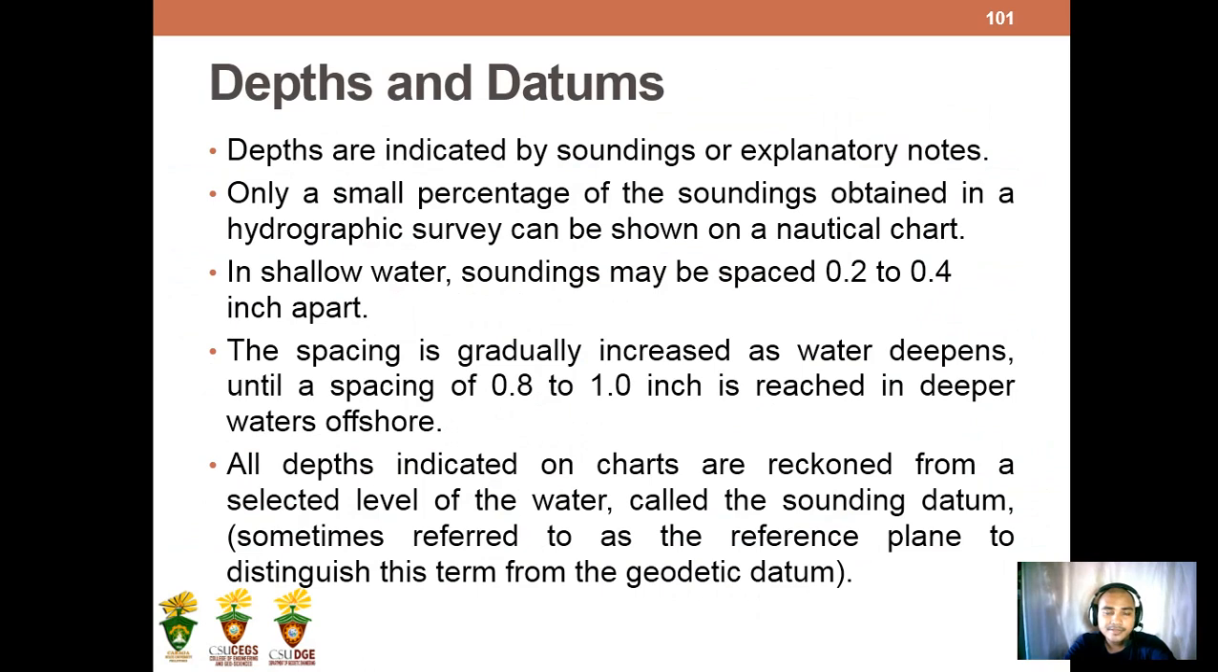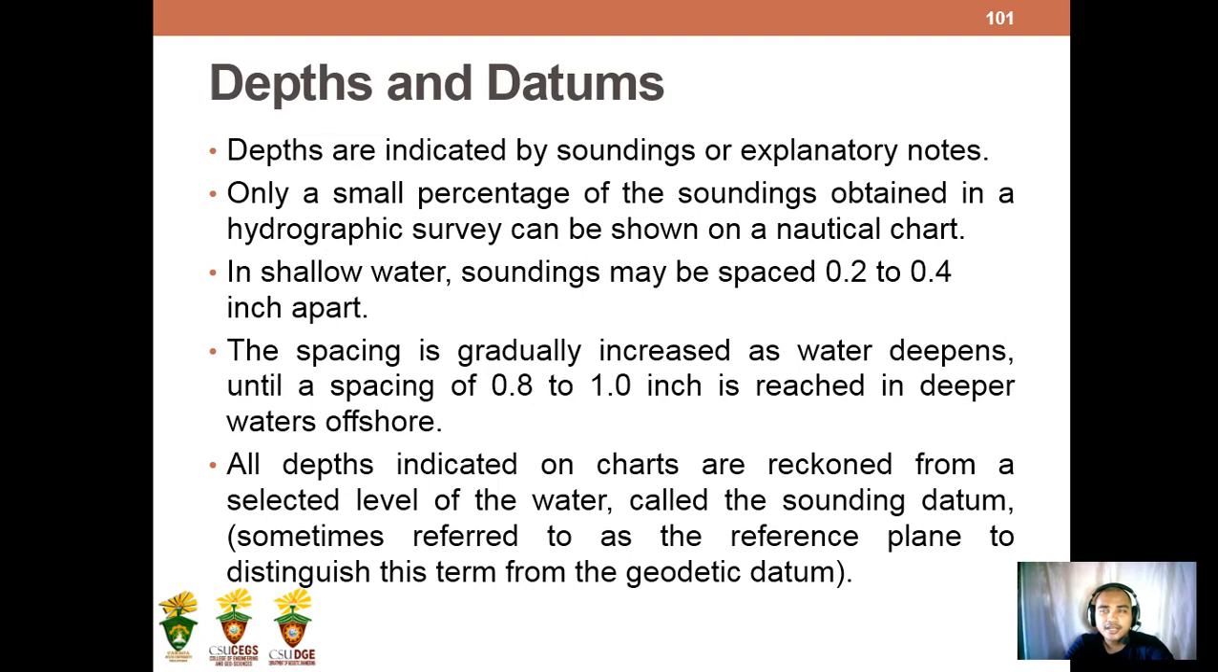And in terms of depths and datums, the depth of the specific chart is indicated by soundings or explanatory notes. So it can be in soundings, and it can be just notes. For example, there is a disclaimer that the instrument you used is not as good as the other instrument. So it is indicated here.